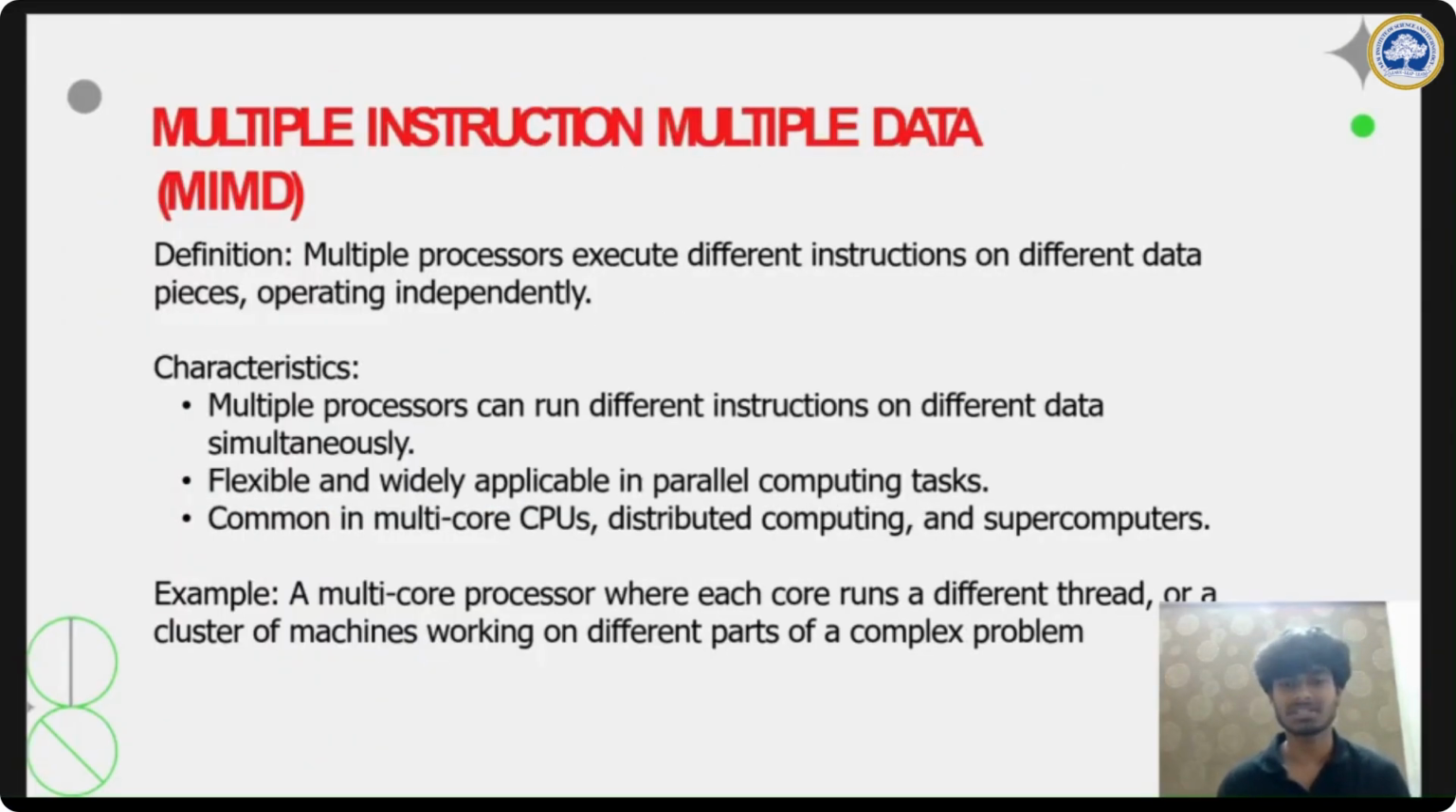MIMD means multiple instructions and multiple data. Its definition: multiple processors execute different instructions on different data pieces, operating independently. Its characteristics: multiple processors can run different instructions on different data simultaneously. It is flexible and widely applicable in parallel computing tasks. And it is common in multi-core CPUs, distributed computing, and supercomputers. Its examples are a multi-core processor where each core runs a different thread, or a cluster of machines working on different pieces of a complex problem.